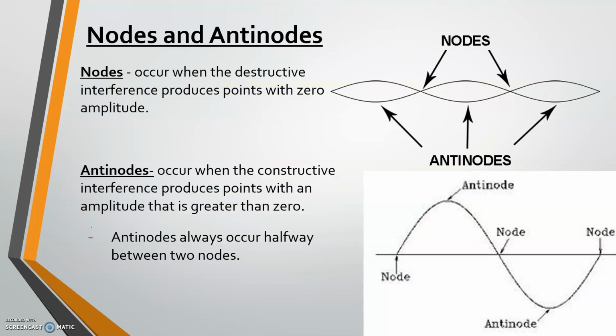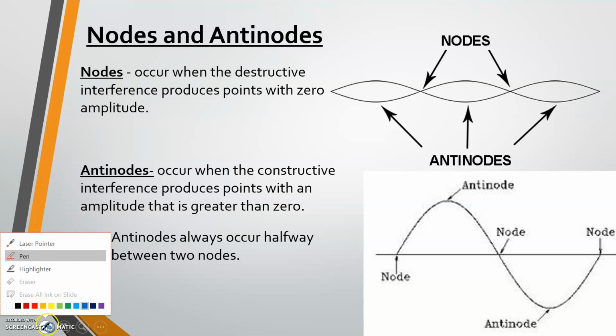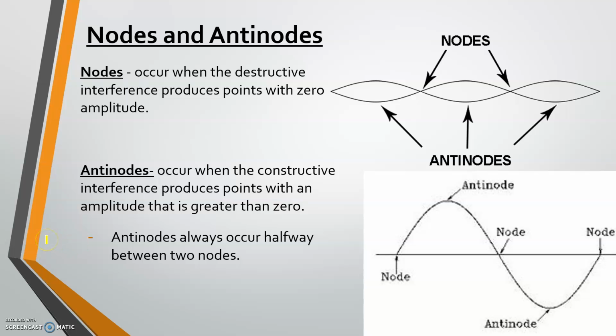Now for these waves, there are, of course, properties that correspond with these waves: nodes and antinodes. A node occurs when the destructive interference produces points with zero amplitude. So a node is areas of destructive interference, and destructive interference has zero amplitude. These nodes are actually areas that look like this. So these are both nodes. In this bottom diagram, this is a node, this is a node, this is a node. Anywhere where it is in the rest position at a zero amplitude.